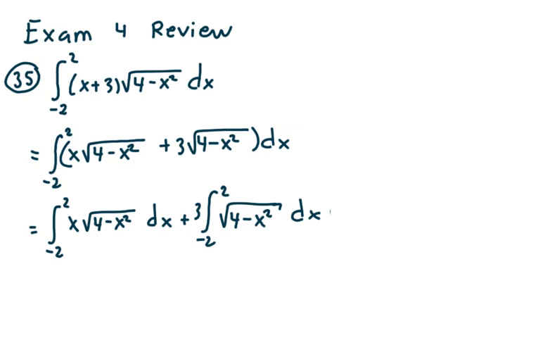It's the integral from -2 to 2 of (x + 3) times the square root of 4 minus x squared dx. But this can be written as the integral from -2 to 2 of x times the square root of 4 minus x squared plus 3 times the square root of 4 minus x squared dx. And then if I break this up, this is the integral from -2 to 2 of x square root of 4 minus x squared dx plus 3 times the integral from -2 to 2 of square root of 4 minus x squared dx.